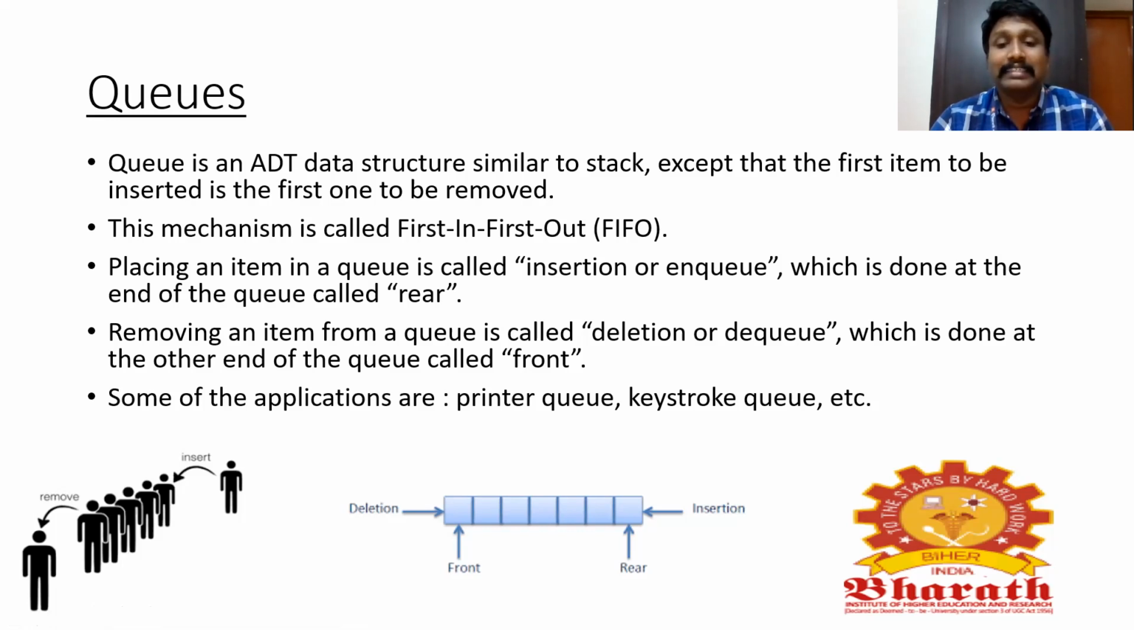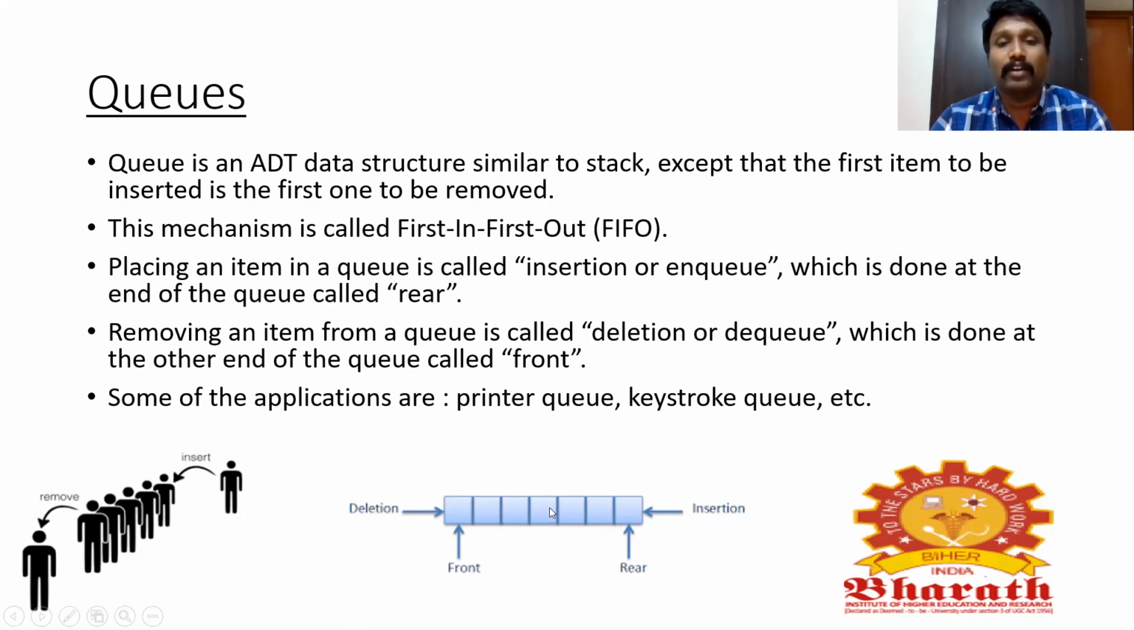As I said, the insertion: a person who is late will just join the queue at the last part. So that's what this picture shows. People are standing in the queue. The first person is getting the ticket and moving out. The person who is going to be late for the queue will be added to the last part of the queue. So this is the front end and this is the rear end. So deleting an element will be done at the front end of the queue and inserting a new element will be done at the rear end of the queue. So that is the mechanism.